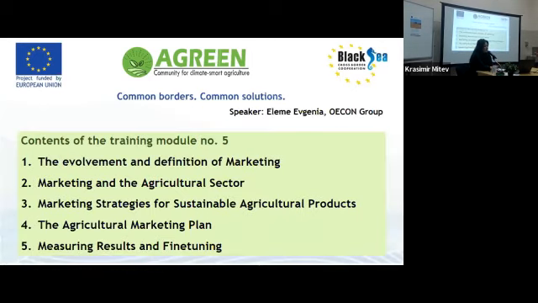And let's see the contents of the training module. The first chapter refers to the involvement and definition of marketing. The second chapter, marketing and the agricultural sector. The third chapter, marketing strategies for sustainable agricultural products. The fourth chapter, the agricultural marketing plan. And finally, measuring results and fine tuning.